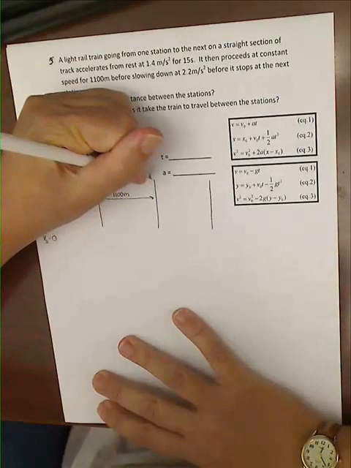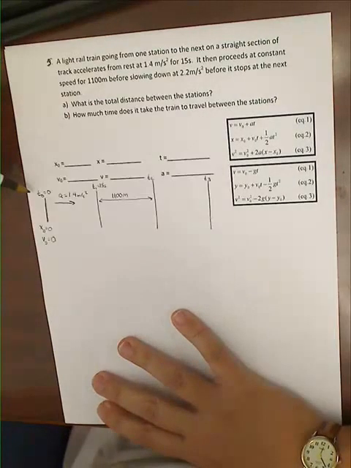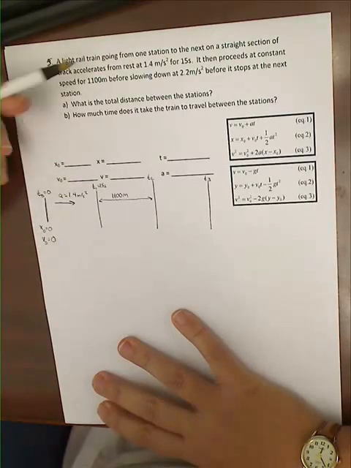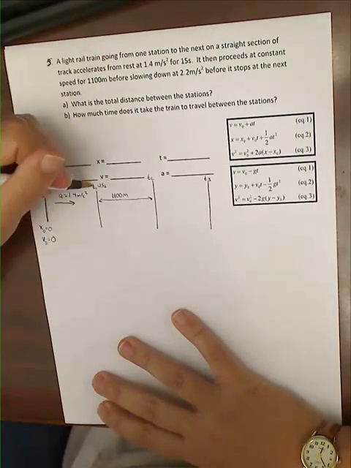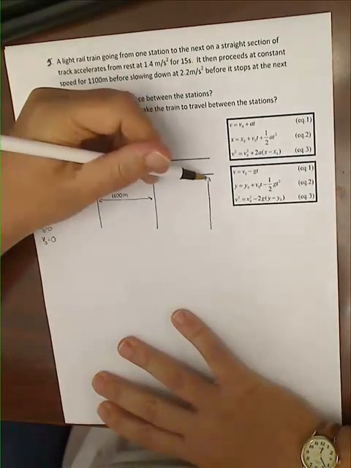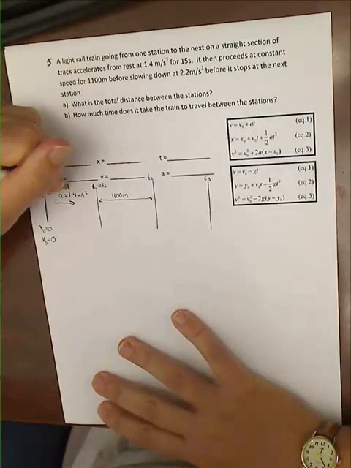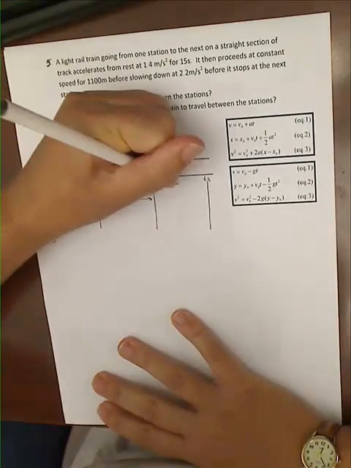So we've got 4 different times that we're talking about. T0 when it starts off, time is 0, position is 0, speed is 0. T1 when it starts going along at a constant speed. T2 when it starts slowing down. And T3 when it's stopped at the final station. So let's call these regions A, B, and C.